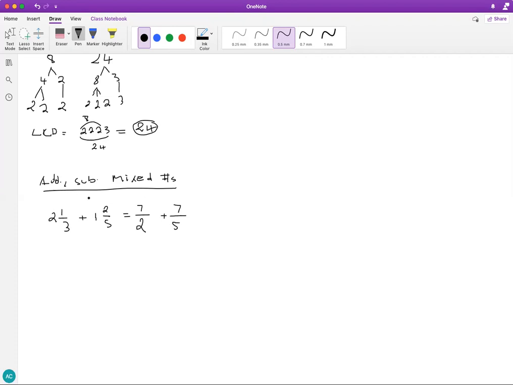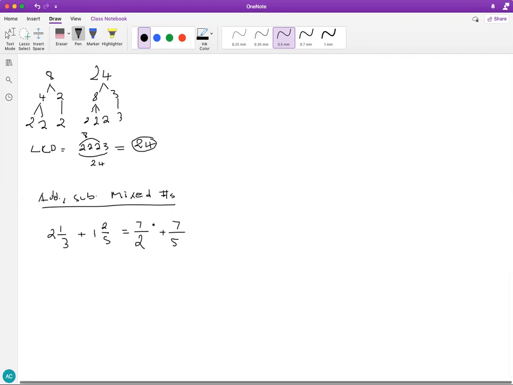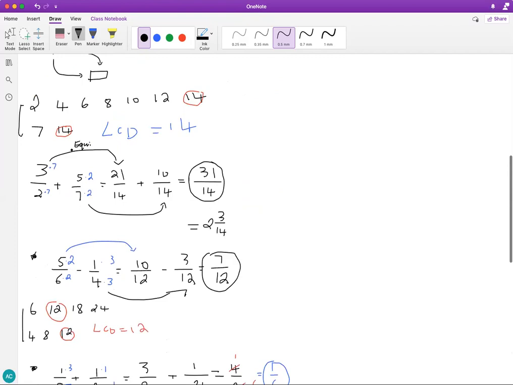Some people like to add the whole numbers together and the fractions together. You can do that if you feel comfortable with it. But to be consistent, I would suggest you turn all your mixed numbers to fractions first. Whether you're adding, subtracting, multiplying, or dividing, always turn mixed numbers into fractions. Once you turn them into fractions, they make more sense. They're probably easier to deal with following this.